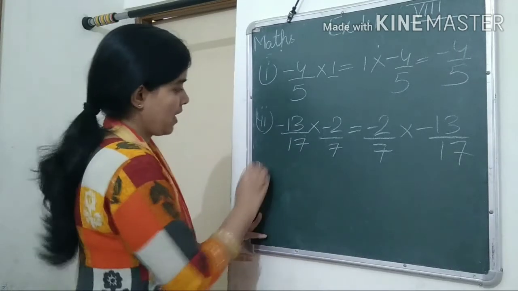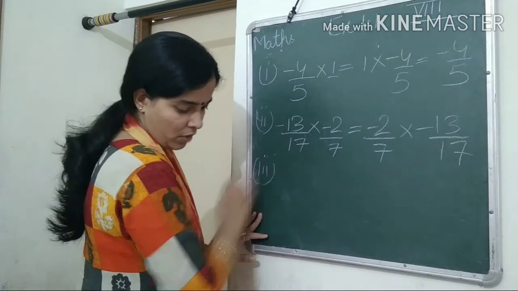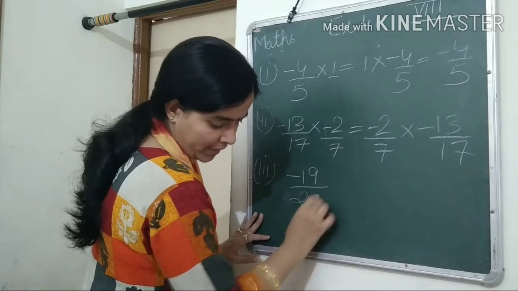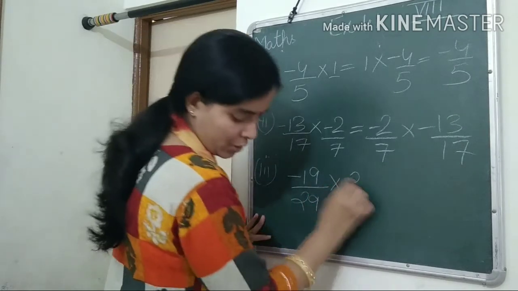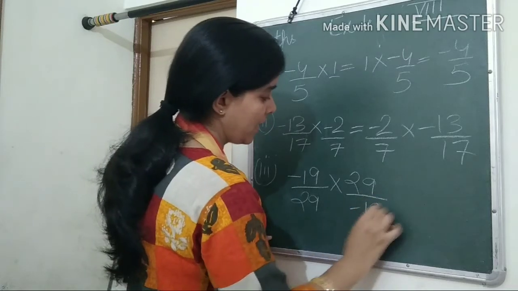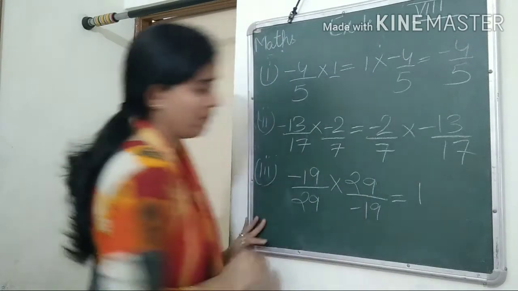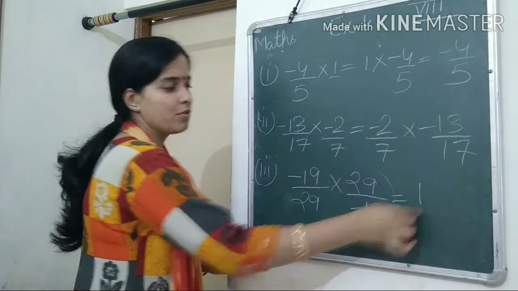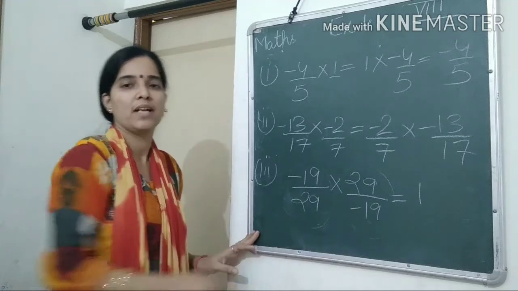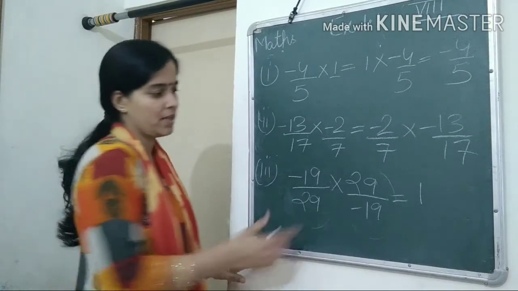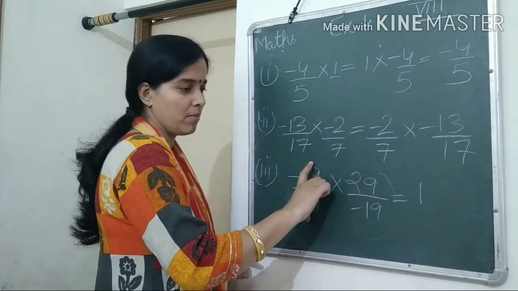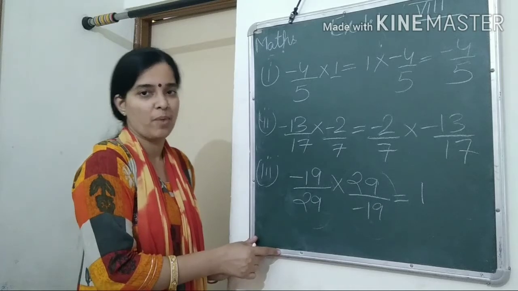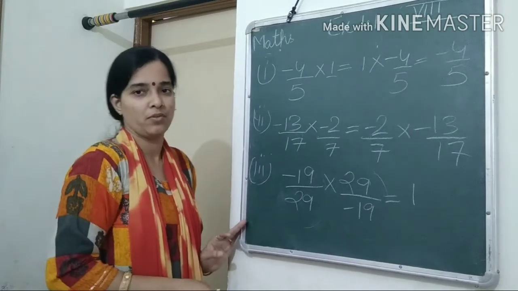And in the third question, what we have done: -19/29 multiplied by 29/-19 is equal to 1. If you multiply A/B with B/A, it will give you 1. This is known as multiplicative inverse. That means if you multiply a number with its reciprocal, it will give you 1. So the multiplicative inverse property is used in this third part of the question.